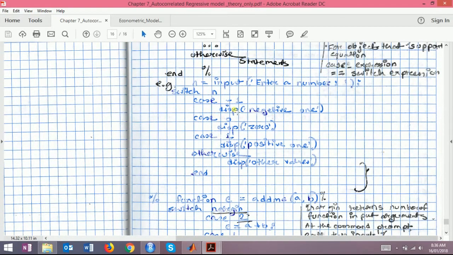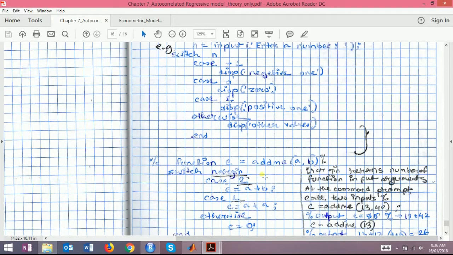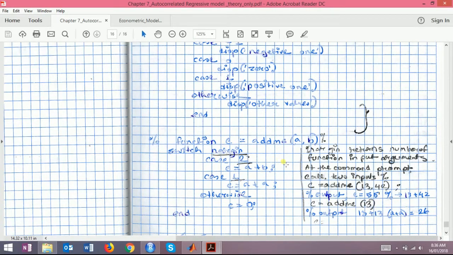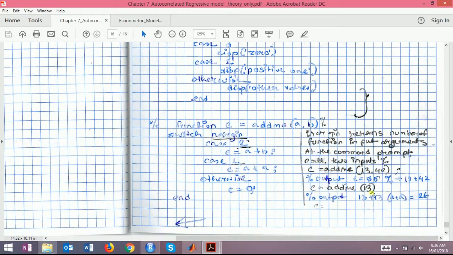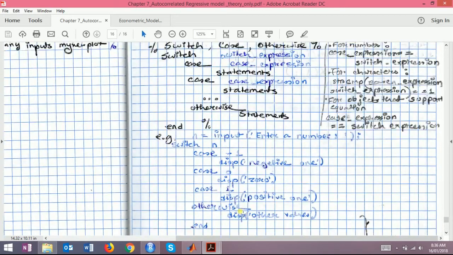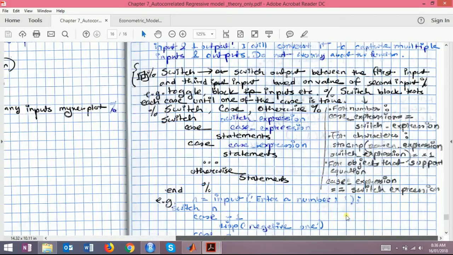Another example is a simple switch expression: switch n, case -1 display -1, case 0 display 0, case 1 display 1, otherwise display other value. This is the basic form of the usage of case, which can be nicely applied here. So if you now do addme 1 3 4 2, it will give you the added value. If you do addme 13, then it will add 13 twice. So this is what is used in the Recursive function.